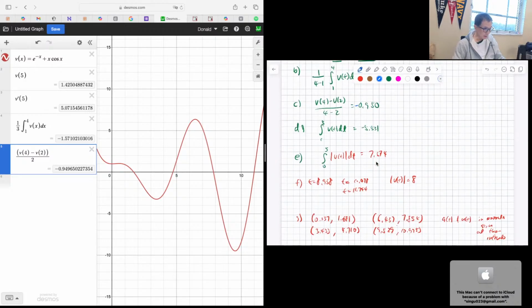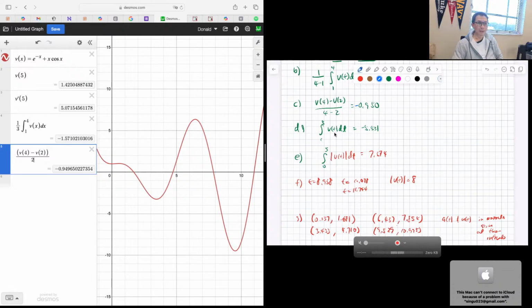The question D is asking total displacement. Total displacement is without absolute value. You see here is without absolute value, but it's 1 to 5. The other one's 0 to 5. So you gotta pay attention to domain. A lot of people don't pay attention to domain because one question says 1 to 5, one question says 0 to 5. This is how they trick you.